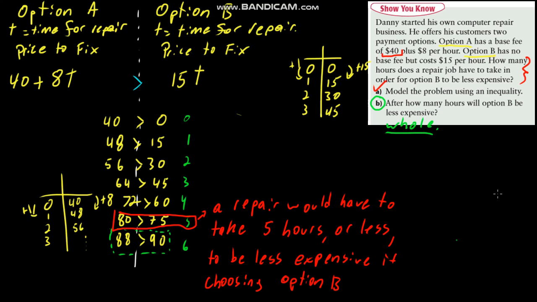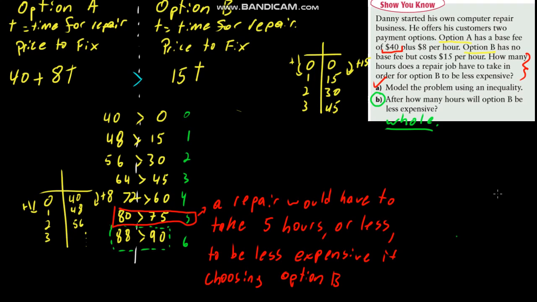So we know that it's going to take 5 hours or less for option B to be less expensive. Now, let's go a little bit further and see how to actually solve this inequality using the things that we've built, and not relying on just modeling out a table here. This is great to frame our thinking, and we get our answer in the end that it's going to have to take 5 hours or less to do it.